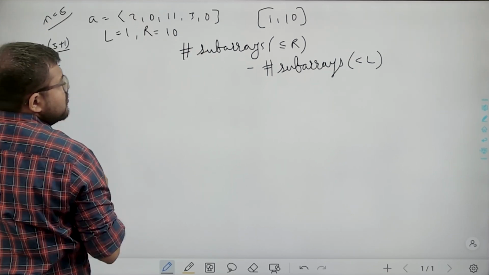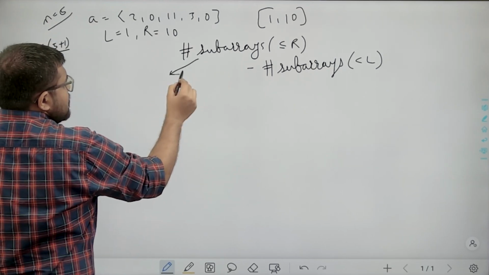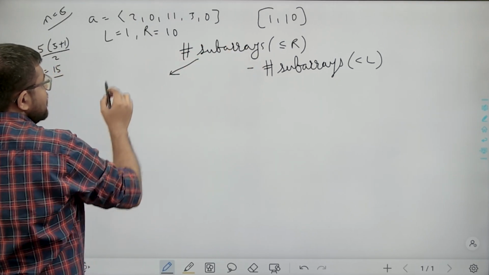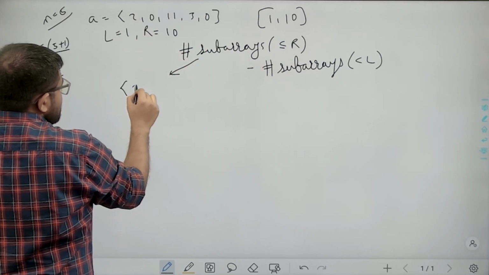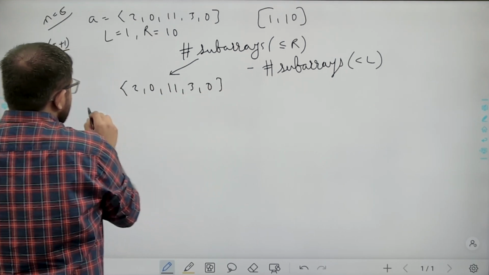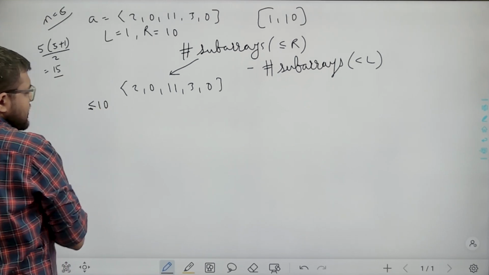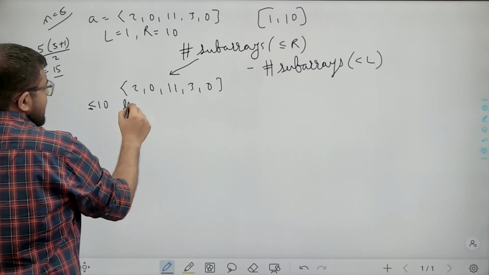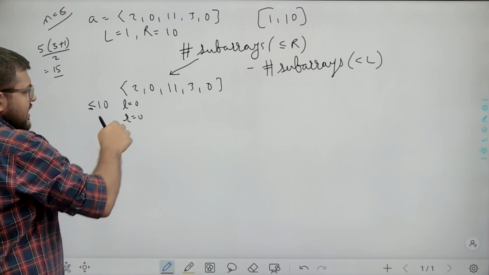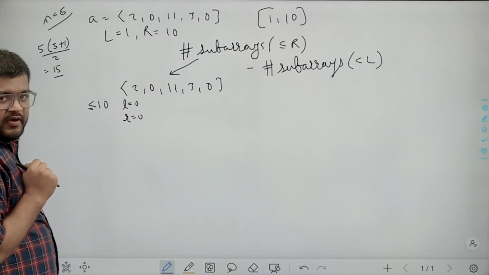Now, how can I calculate these values? This is very easy. If I want to calculate the number of subarrays with values less than or equal to R, let us take this example. So I have 2, 0, 11, 3, 0, okay? And I want to calculate the number of subarrays where values are less than or equal to 10. So I will take a left pointer equal to 0 and a right pointer equal to 0, and I will keep incrementing my right pointer until the values are less than or equal to 10.